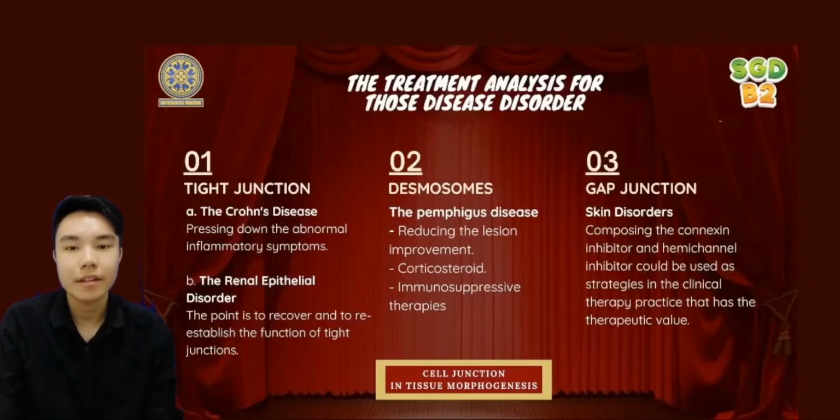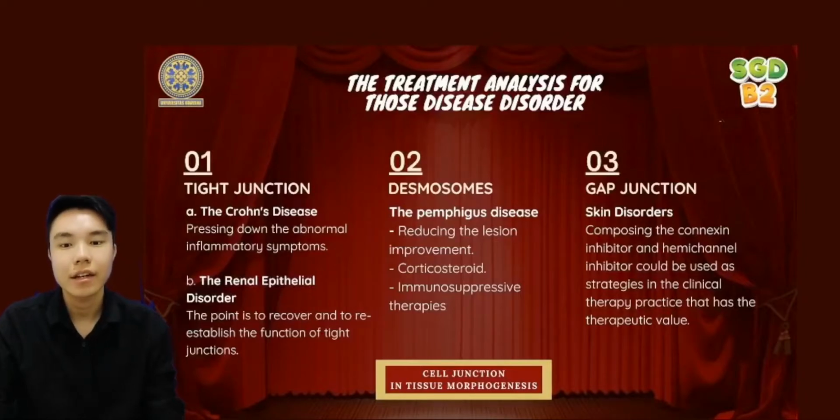The renal epithelial disorder. The point of this disorder is to recover and to re-stabilize the function of tight junction. This tight junction recovery also has an impact on the recovery of the functional epithelial because the normal tight junction function holds an important role in numerous integrated processes.